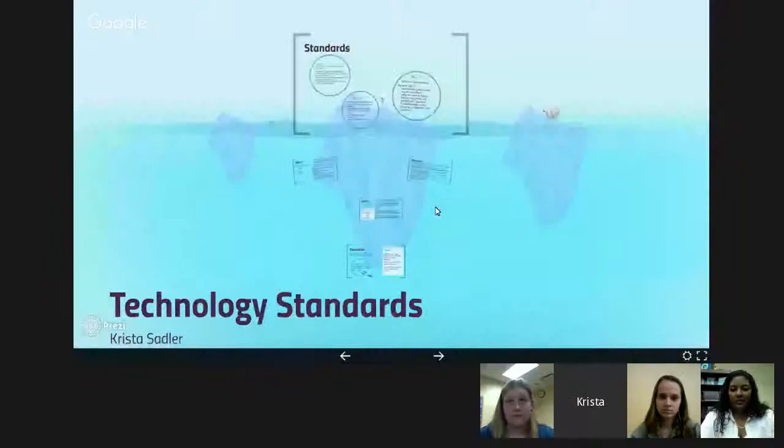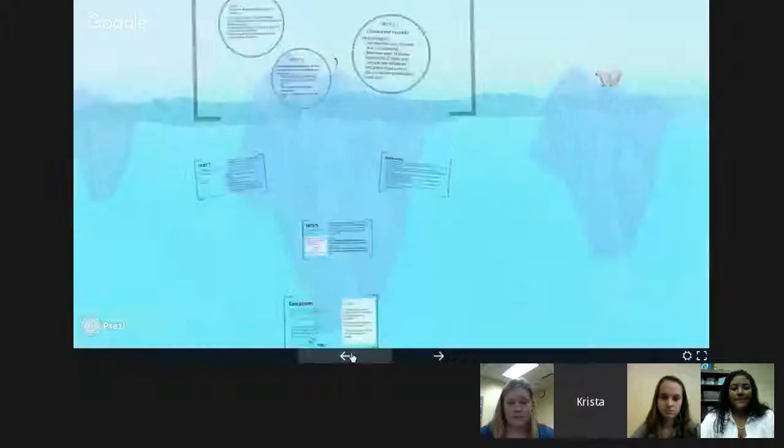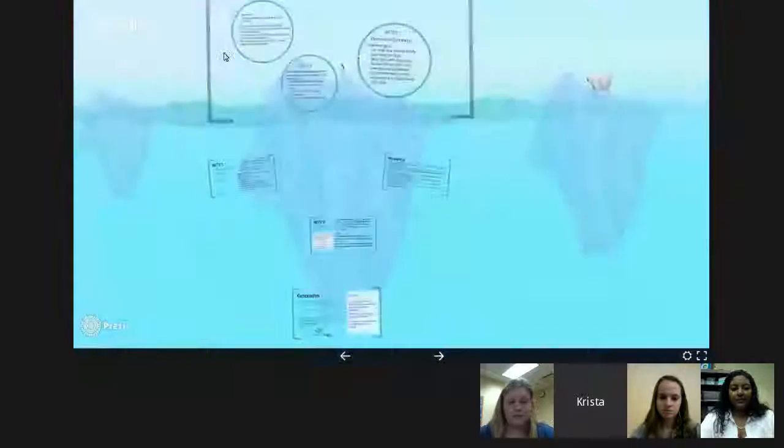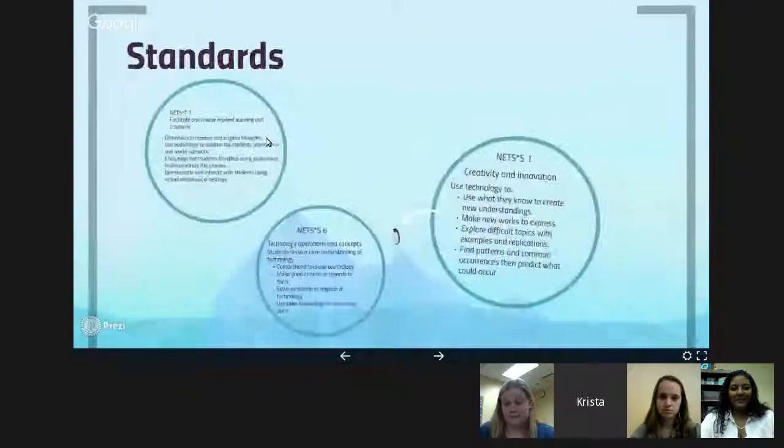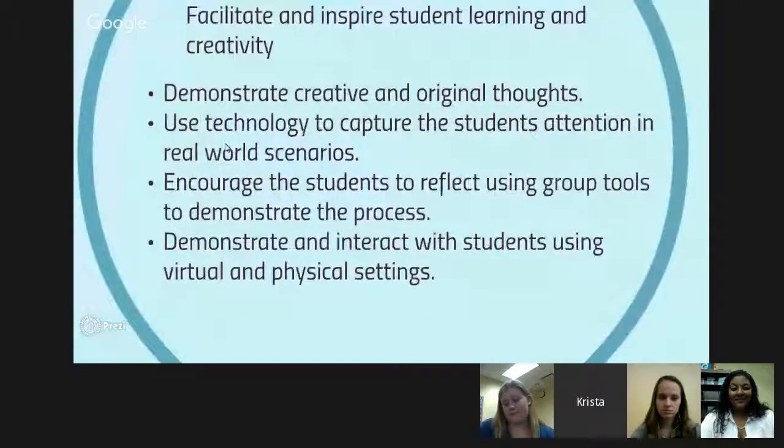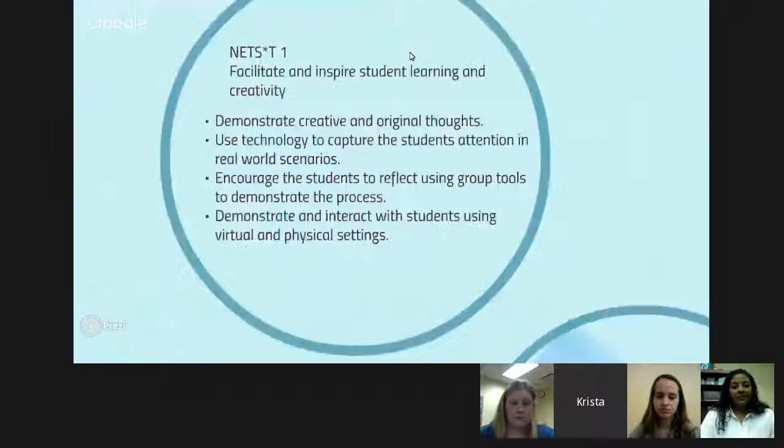So I have the first teacher standard. The first one for teacher standards is facilitate and inspire student learning and creativity. There are 4 factors to this, and that's demonstrating creativity and original thoughts, use technology to capture the students' attention in real-world scenarios, encourage students to reflect using group tools to demonstrate the process, and demonstrate and interact with students using virtual and physical settings.